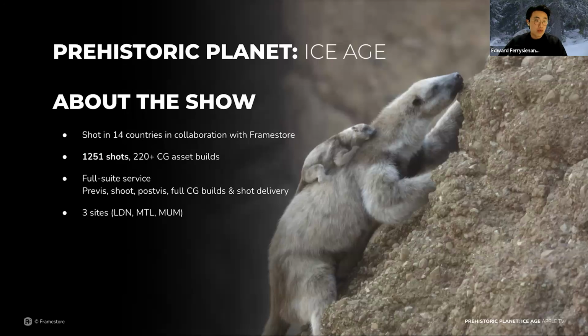The shoot was split across 14 countries, in collaboration with Framestore. That means we were part of the pre-planning very early on, and that allowed us to provide additional support to the BBC Natural History Unit, with some of our Framestore team members going on set to very exciting places. We went to Chile, the outback in Australia, and Svalbard in Norway. There are a lot of really beautiful places that both the Natural History Unit and the Framestore team were able to go and shoot some very beautiful plates for us.